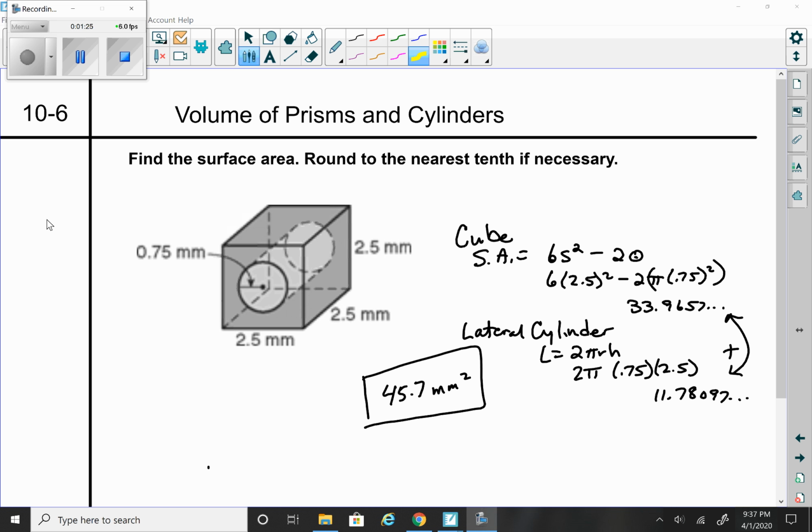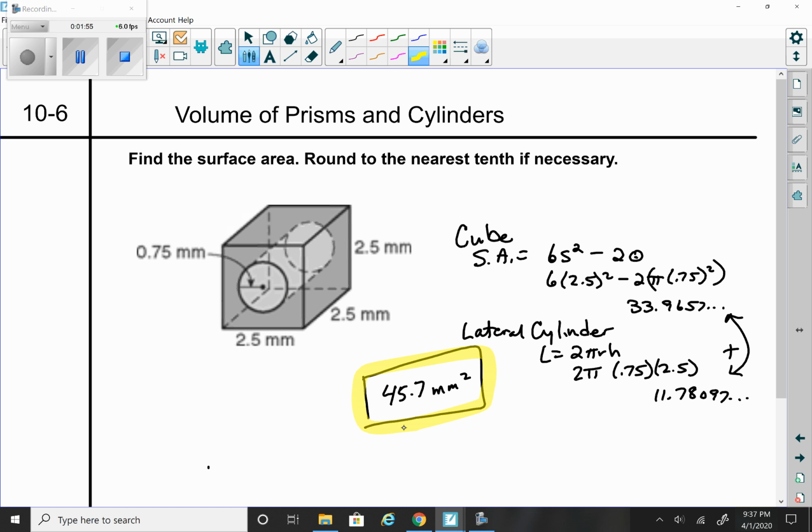The surface area of the cube, so 6 times the side squared, and then I subtract out the circles on the front and the back. So I subtract out those 2 circles, 2 pi r squared. Again, our radius was 0.75. So I have 33.9657. And then for my lateral of the cylinder, again, you've got this surface in here that's the lateral of that cylinder. So that's 2 pi rh. And then when I add those two values together, you should get a total surface area of 45.7.